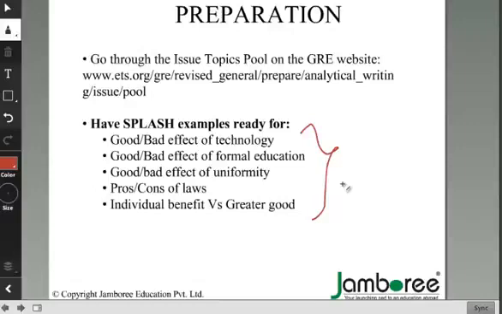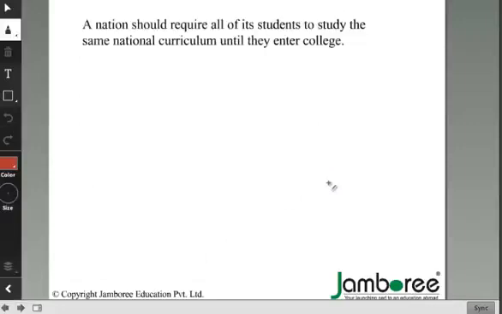And as you know, you need at least a 4 out of 6 to get into a top 50 university. If your AWA score is less than 3, then it will be extremely difficult for you to get admission in a good university. Let's take an actual issue topic from the pool of topics.